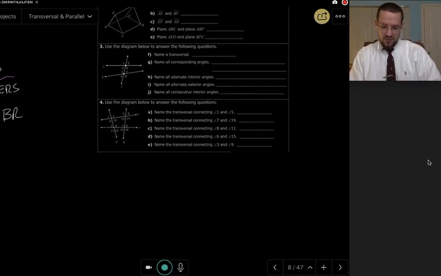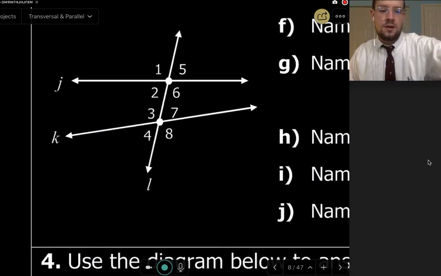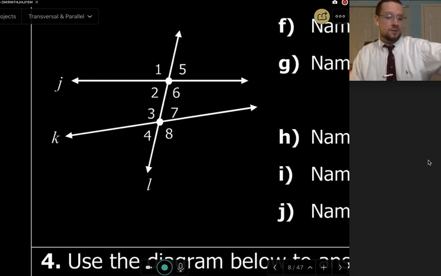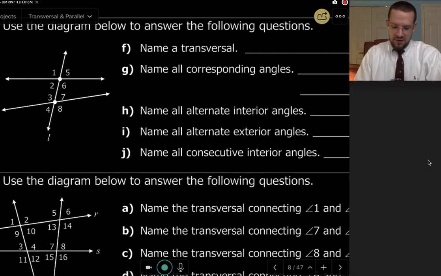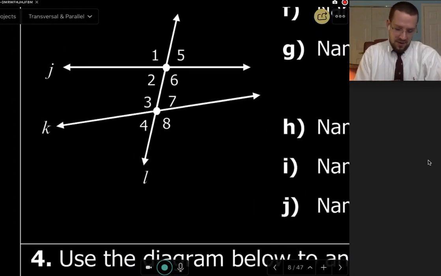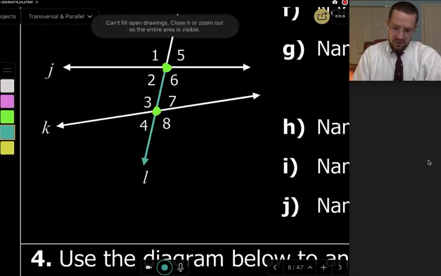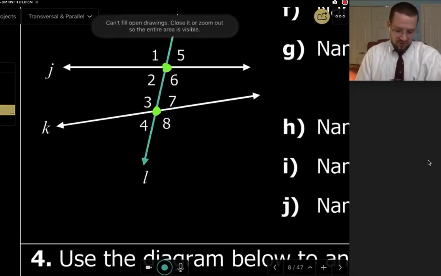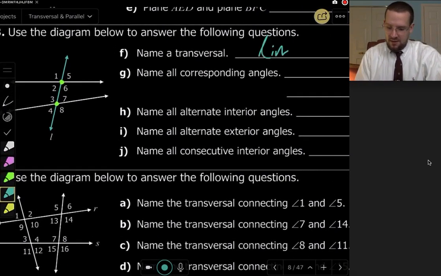So the first example I want to look at is this transversal region right here. If you could, it'd be very helpful to draw this and number it as well. First thing it says is name a transversal. Well, a transversal is a line that transverses two other lines, a line that goes through two other lines. My transversal here is going to be this blue line that is going through the other two lines. So the transversal here is line L.